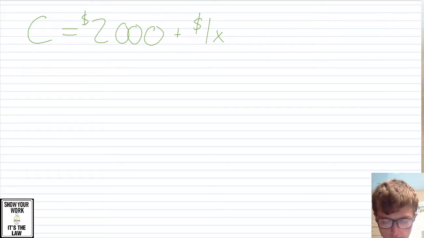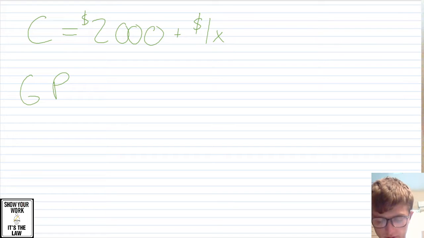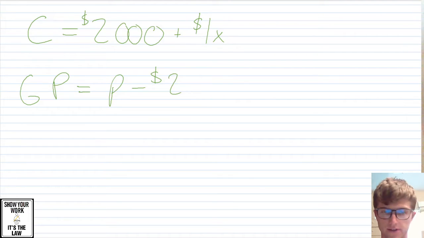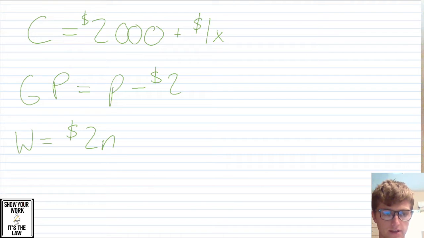Let's take a look at 24. The gross profit, GP, of an item equals the selling price P minus the $2 cost of producing the item. There we go. That's all that one is. And then we got the wages W for assembling toys in a factory equals $2 times the number of toys made. The number of toys made. That's all it is. Wages equals $2 times number of toys. All right, those were pretty easy.